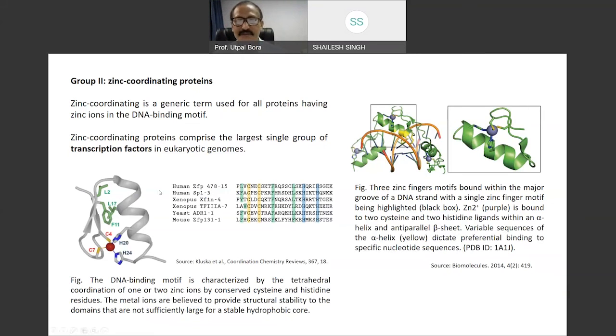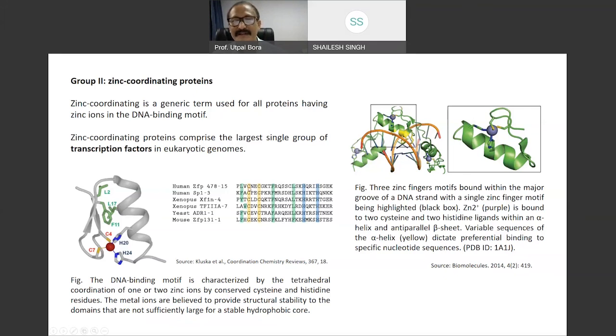Now, I just like to draw your attention to these particular sequences on human, Xenopus, yeast, mouse, and you can see here the yellow colored CC and the blue colored HH.